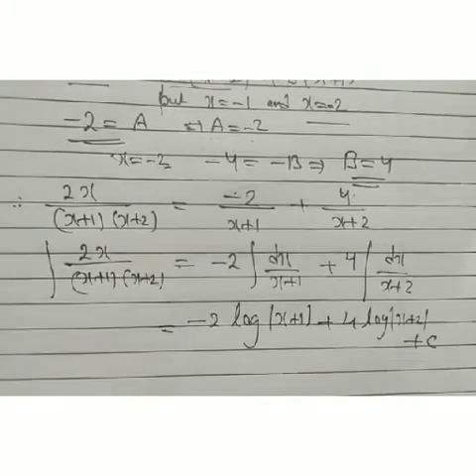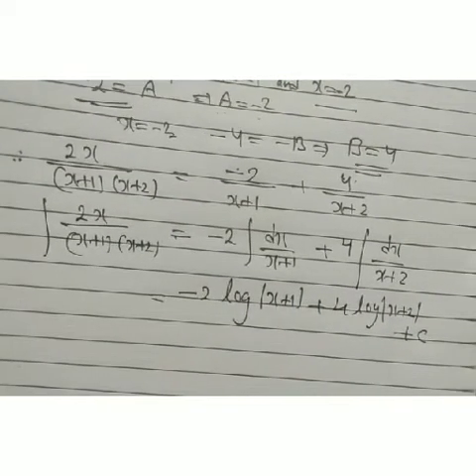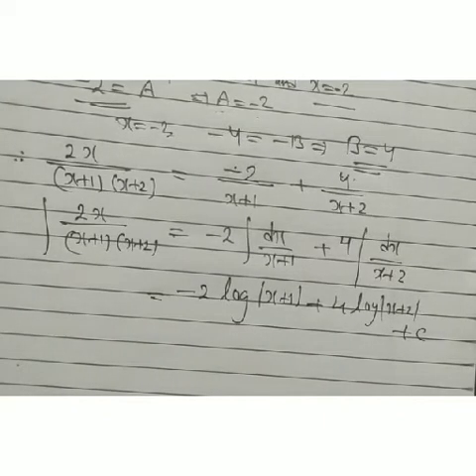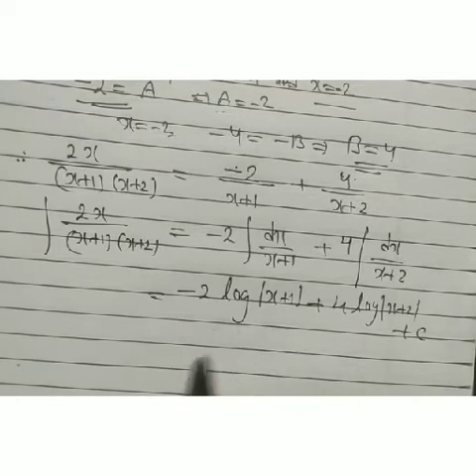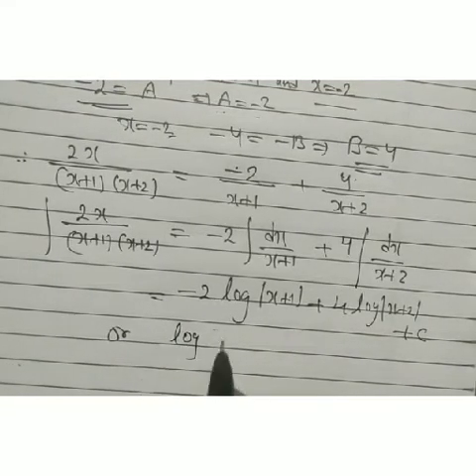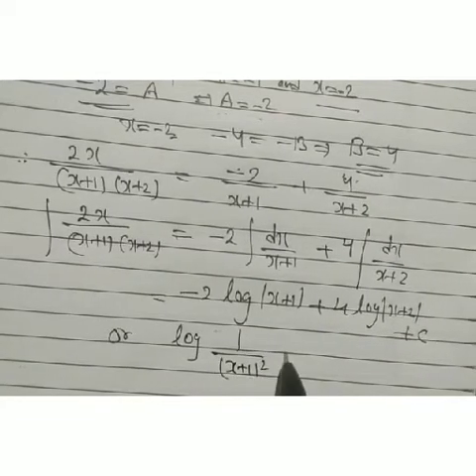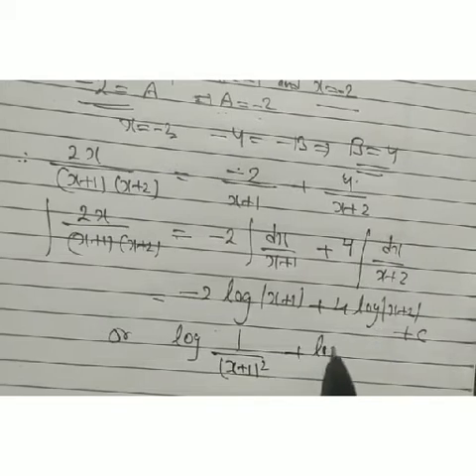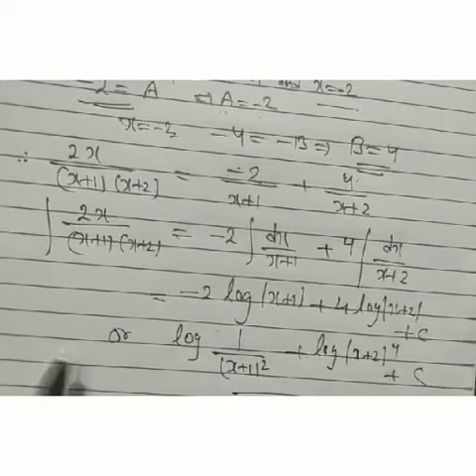plus C there. Now we can also further solve it by using it in the form of powers, but there is no need. You can also write it as log of (1 upon (x plus 1) whole square) plus log of (x plus 2) to the power 4 plus C, but it's not necessary.